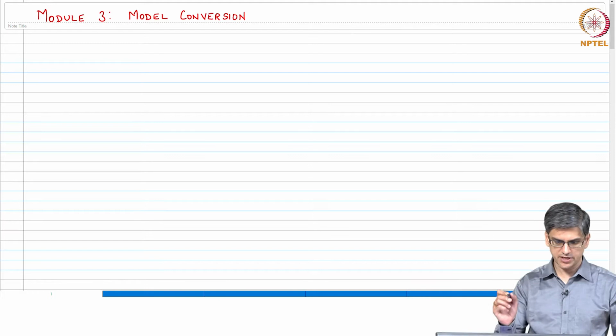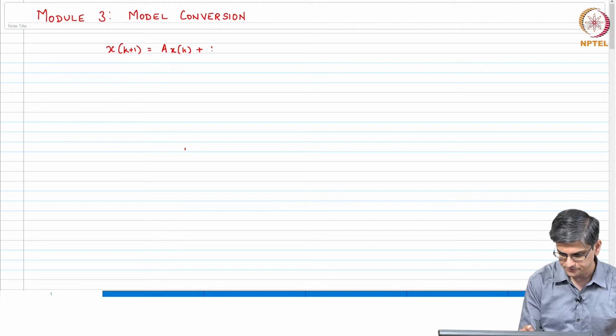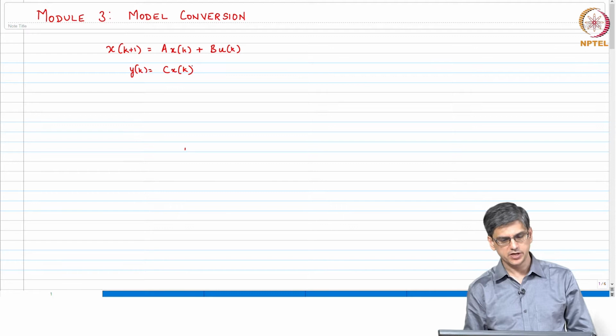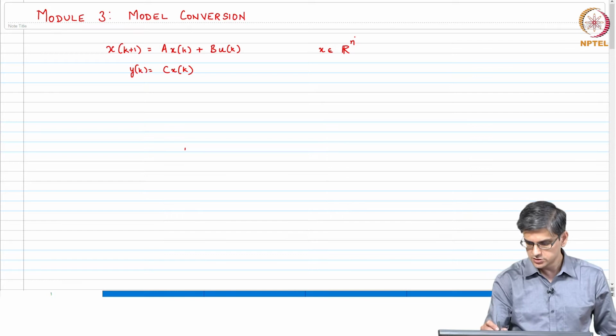So you have x(k+1) equal to A x(k) plus B u(k), y(k) equal to C x(k). Here x, in general, we will say is an n-dimensional vector. We will call n the order of the system.